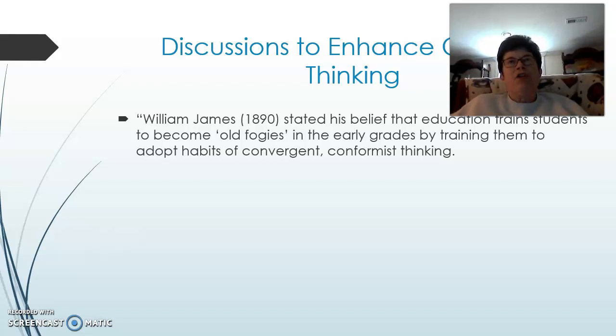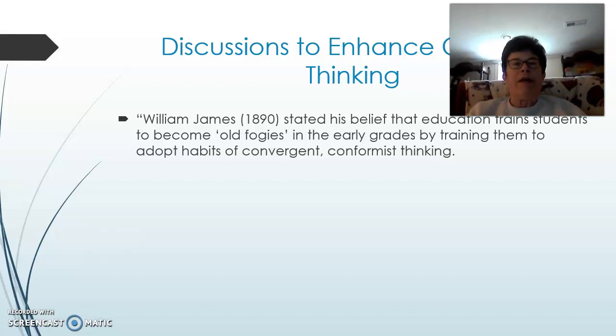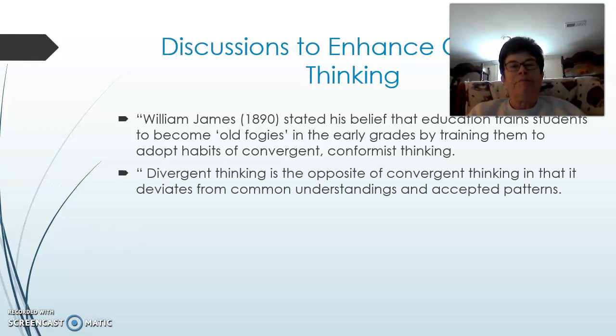In this day and age, we have to get our students thinking critically, thinking out of the box, if you will, thinking on their own, not what we think, but what they need to think and develop their own thoughts and their own schema. Divergent thinking is just the opposite of convergent thinking, in that it deviates from common understandings and accepted patterns. We have to allow our children to try things. We have to use discussion time to get our students looking in different directions and thinking in different ways.